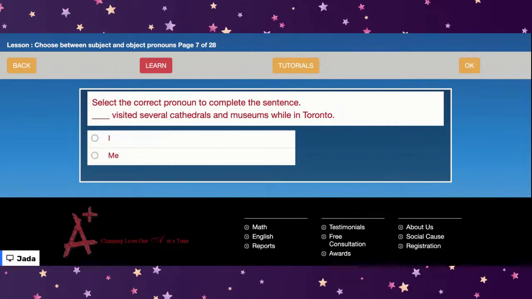I visited several cathedrals and museums while in Toronto. Is it me or I? What's the answer for this one? I visited several cathedrals and museums while in Toronto, or is it me? So which of them? So I visited.